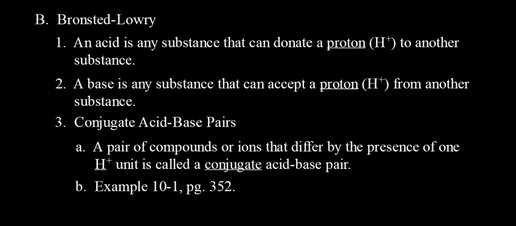A base is any substance that can accept a proton from another substance. Namely, it's going to accept that proton from an acid. So we have a transfer of a proton from the acid to the base. Next up we have conjugate acid-base pairs. A pair of compounds or ions that differ by the presence of just one H plus unit is called a conjugate acid-base pair. Take a look on page 352. We'll do some examples like this in just a bit.